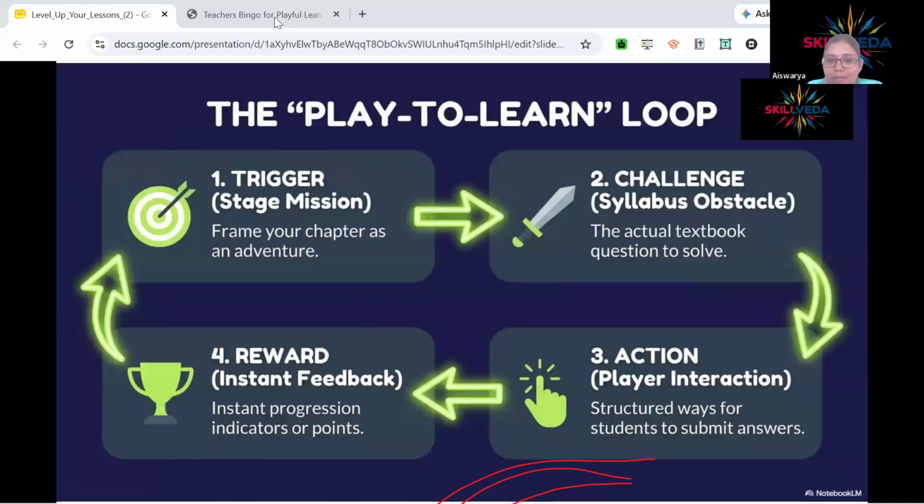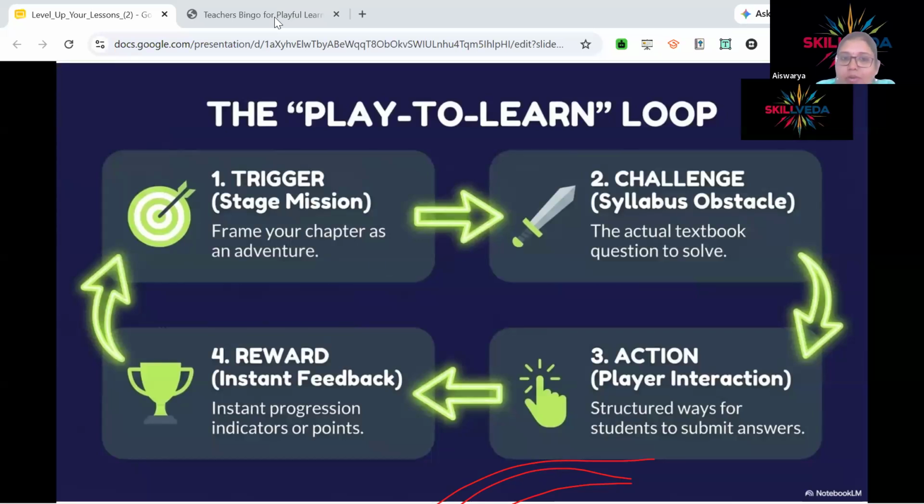Suddenly, even the backbenchers sit up. The daydreamers will stop looking out the window. So you have created or triggered some curiosity in them. So that should be the first step, that is triggering their attention.